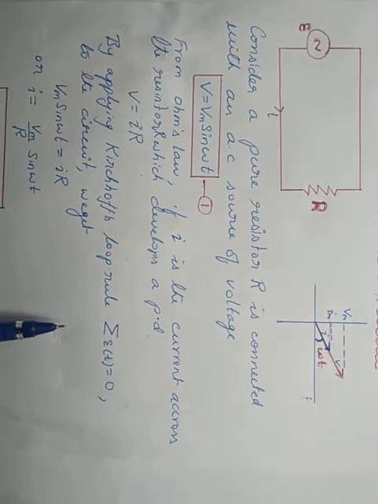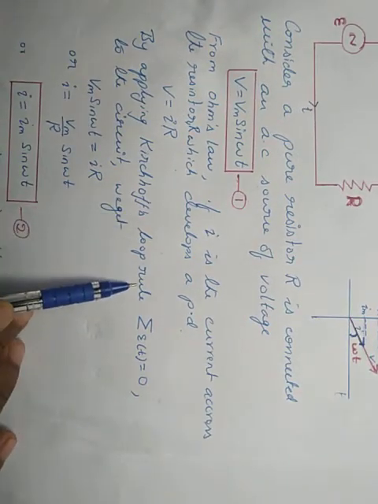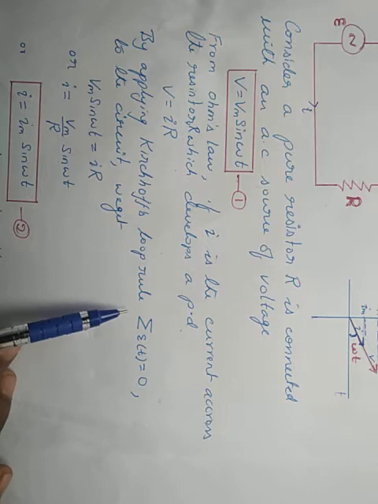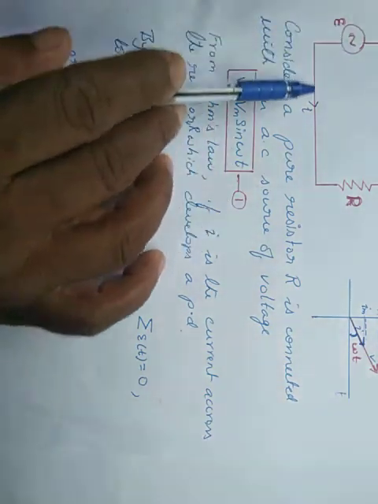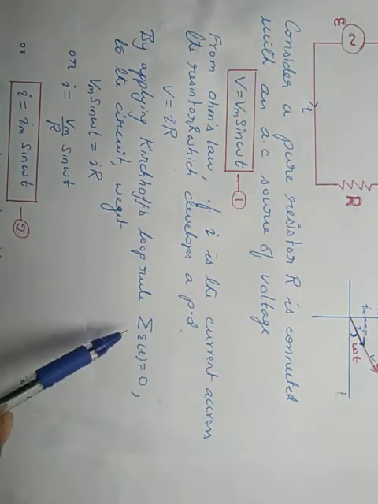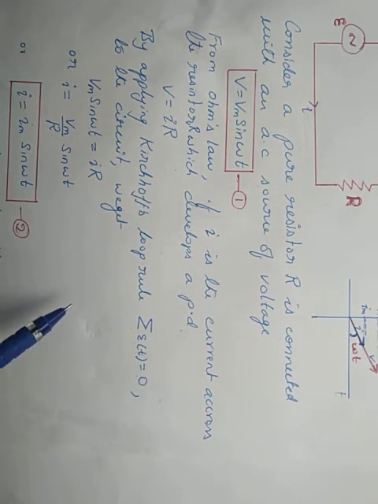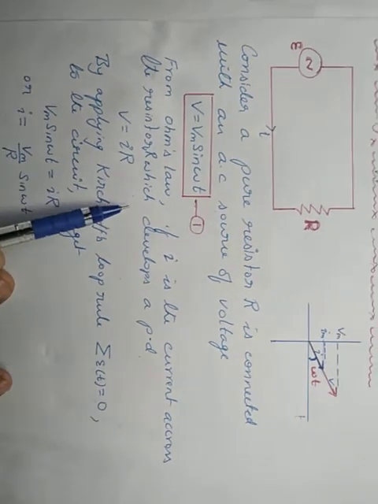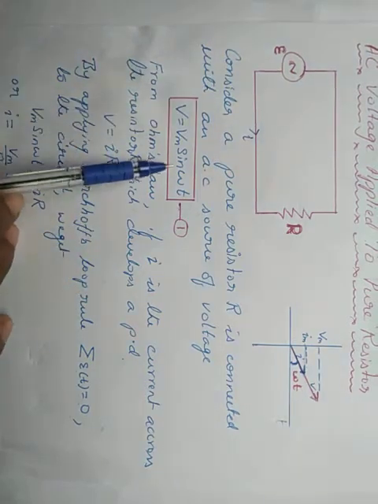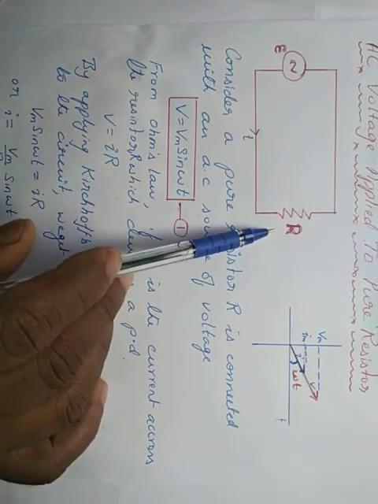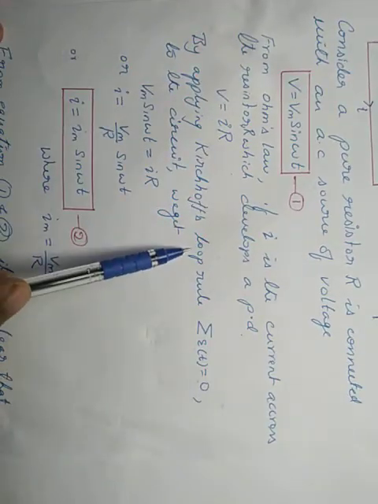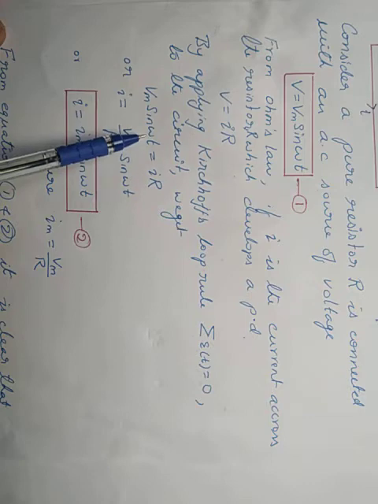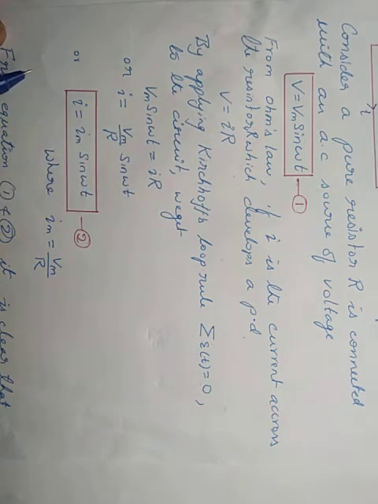By applying Kirchhoff's loop rule, that is the voltage rule, the sum of the potential across the circuit consisting of battery and resistor equals 0, that is summation E of t equal to 0. So what is the voltage due to this source? That is V equal to Vm sin omega t. What is the potential difference developed across the R? That is V equal to IR.